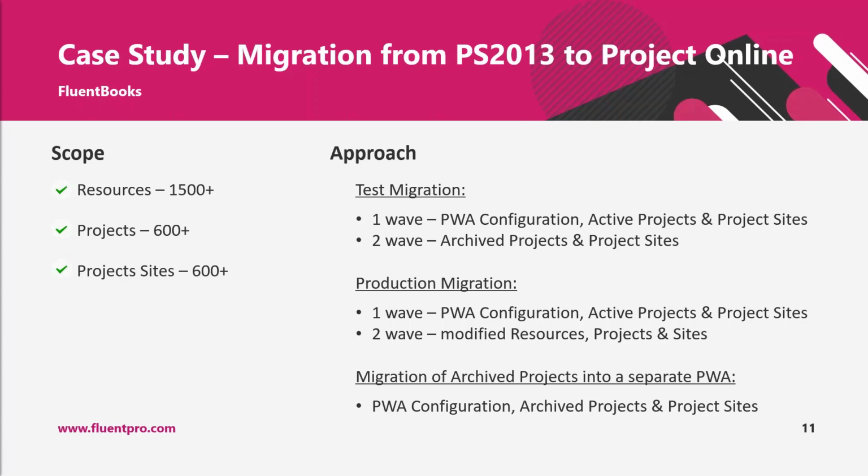And after actively used data was migrated, we started production migration. So we were migrating PWA configuration and active projects and sites to production PWA. And while this first wave of production migration was ongoing, in parallel, we were migrating archived projects and project sites to the test Project Online PWA. So there were two streams of migration.